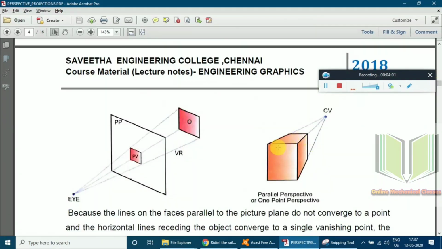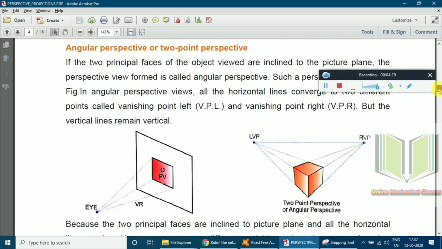You can see this is a 1-point perspective. The principal faces, the major portion of the solid, will be converging to a point. This is the center of vision, CV. Only one vanishing point is generated, covering all the principal faces. This is called 1-point perspective.